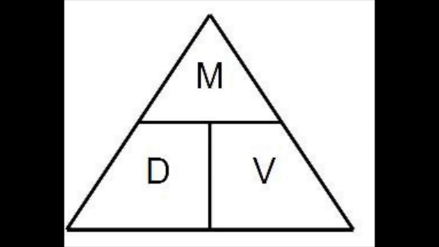Use the physics triangle, drunk men vomit, with D at the bottom, M at the top, V at the side, and that will help you rearrange that equation 3 times. So like I said, it's all about how heavy a substance is relative to its volume.